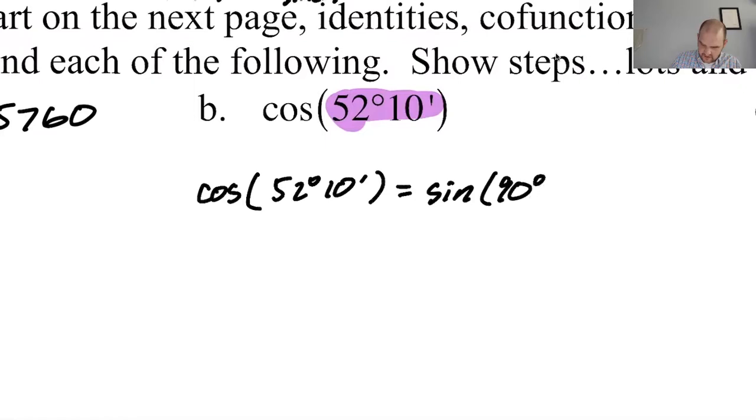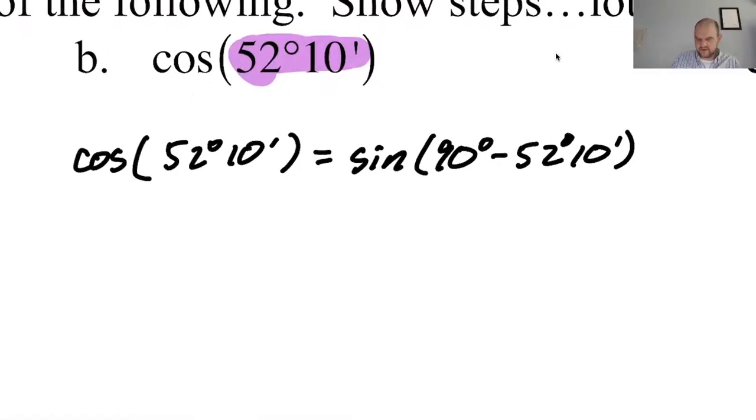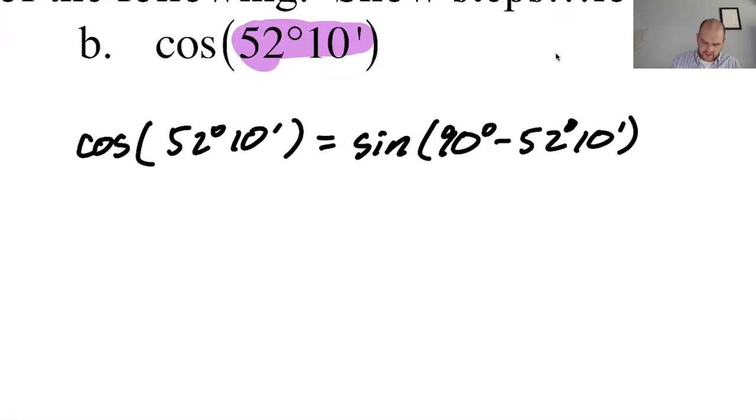I guess I'll write that. 90 minus 52°10'. All right, what are we going to do here? 90 minus 53 would be 37, but I went over by too much, so it's going to be the sine of, I forget what I even said there, 50. It can't be 38, so it's got to be 37°50'.